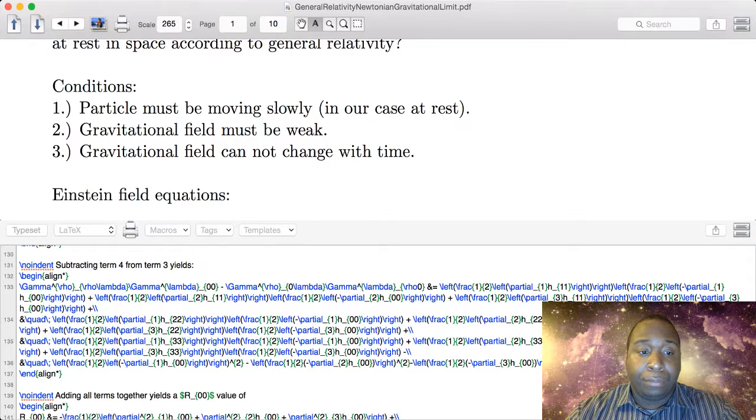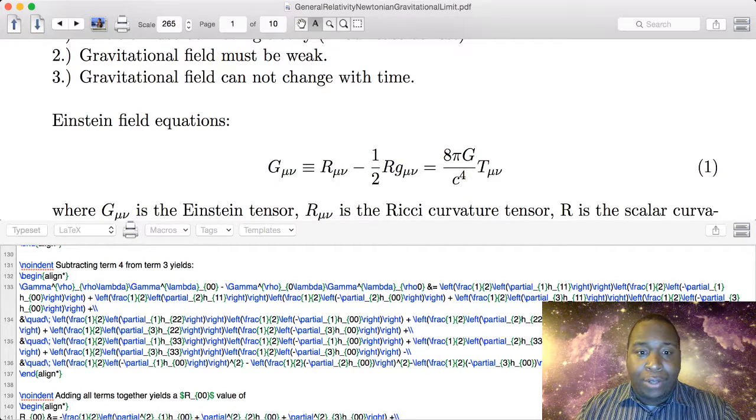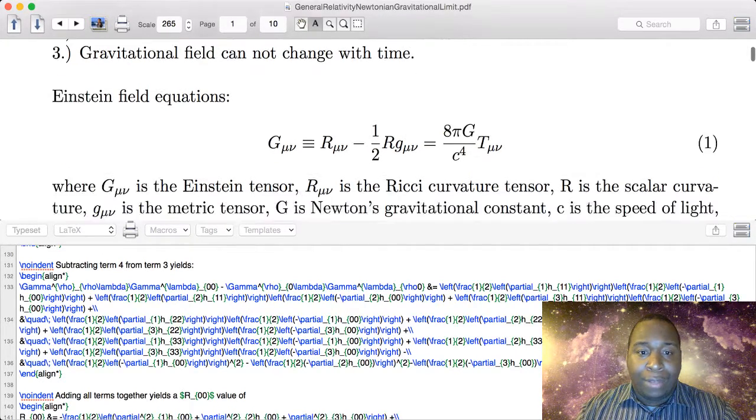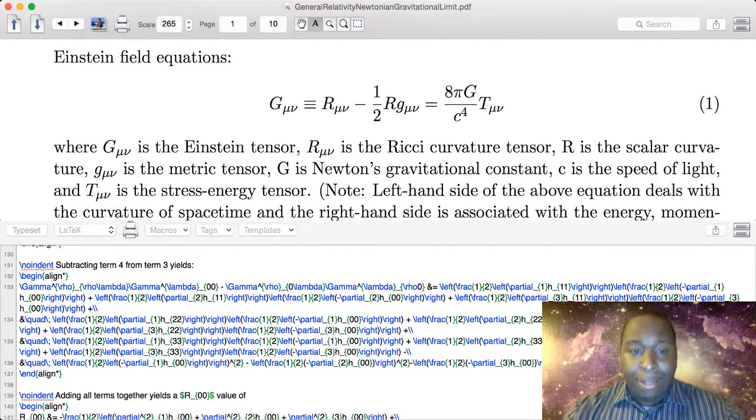And 3, the gravitational field cannot change with time. All right, those are the 3 conditions we have to apply for this problem. And so Einstein field equations are best summarized in the equation we now see here. So this is actually a tensor equation, and if you've never worked with tensors before, the way in which you can think about this particular equation is that it's a matrix, a 4x4 matrix that has 16 elements in total. However, only 10 of those elements are unique.